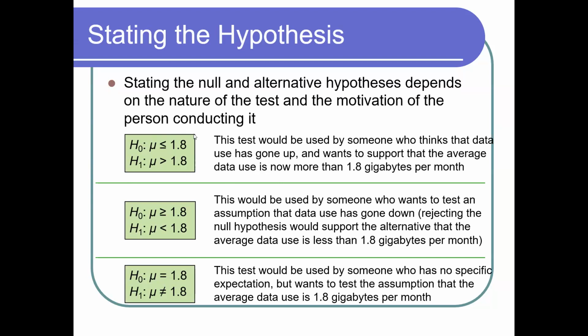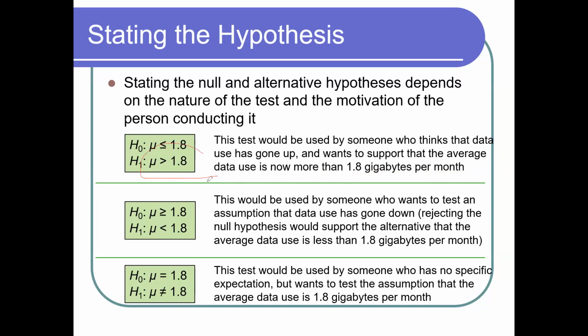Okay, so like the first example is, look at this. So the null hypothesis is the population mean is equal to 1.8, and then the alternative will be mu greater than 1.8. Okay, so that means that someone thinks the data use has gone up. Okay, so the alternative hypothesis is a research hypothesis. So we actually want to prove that, okay, we think this is already greater than 1.8, but the historical data says it's less than or equal to 1.8. Okay, so we want to support that average data use is now more than 1.8 gigabyte per month.